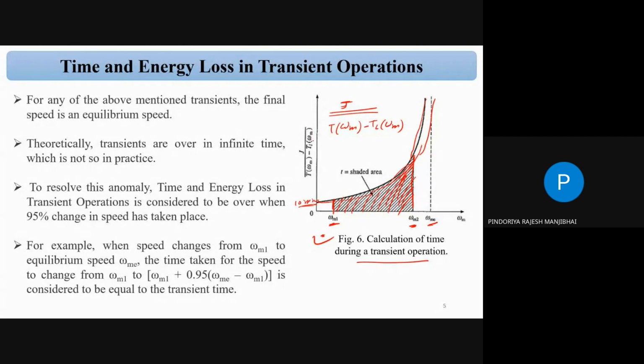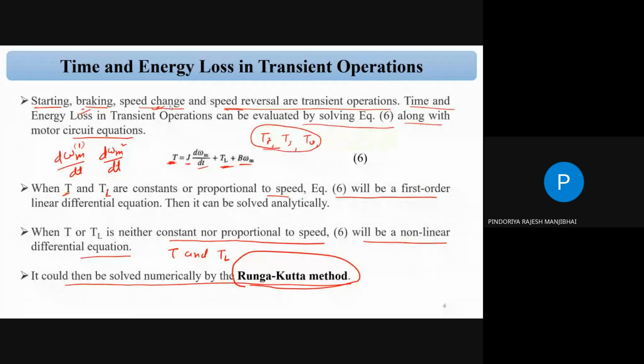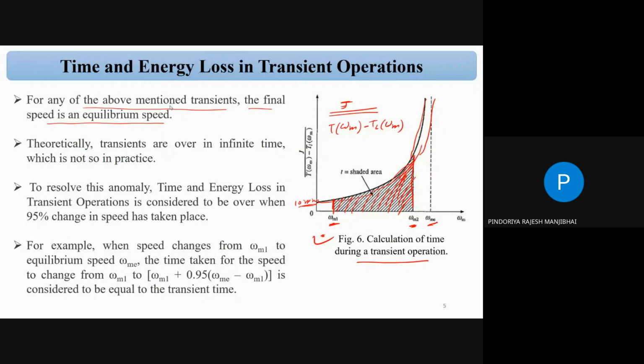How can we calculate this? From the fundamental torque equation, correct? So this is your graph. On the y-axis is the moment of inertia plus the load component, and on the x-axis is your speed. For any of the above-mentioned transients, the final speed is an equilibrium speed. Above-mentioned transient means starting, braking, changing of the speed, or speed reversal. So this is your transient operation, and the equilibrium speed operation.